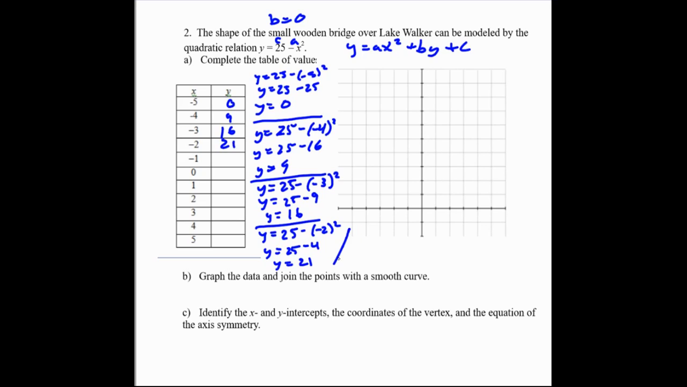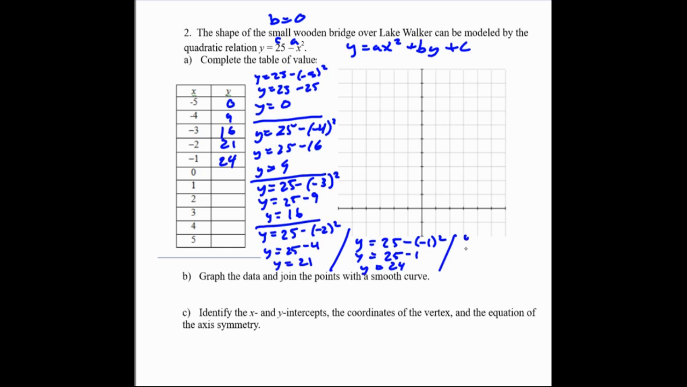Keep going. We're just going to keep using the space we are given here. y equals 25 minus negative 1 squared. Negative 1 squared is 1, so 1 made negative is negative 1. y equals 24.